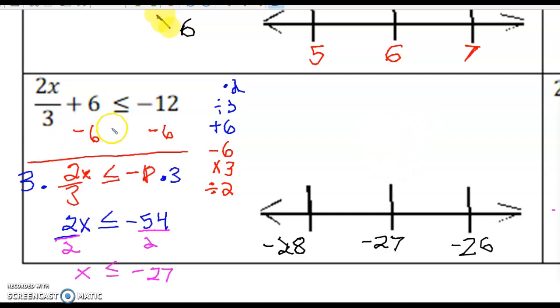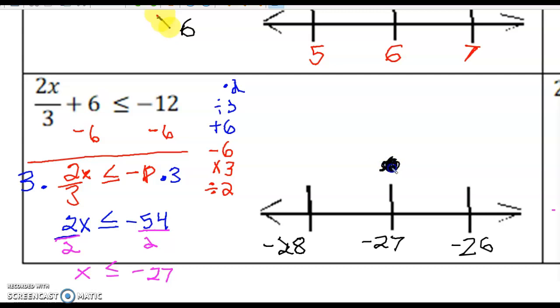Okay, so first I subtracted 6 on both sides, and then I multiplied by 3, and I divided by 2. So there's no need to flip your sign. We did not multiply or divide by a negative. And I have x is less than or equal to -27. So I do need to fill in my circle here because it is equal to it also.